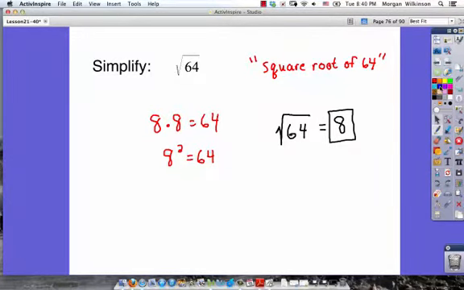If we look at one more problem, let's say we had the square root of 16. That means what number times itself is equal to 16? Well, it must be 4 because 4 times 4 is equal to 16. And we'd have our answer. That's what we're going to do whenever we work with a problem involving a square root.